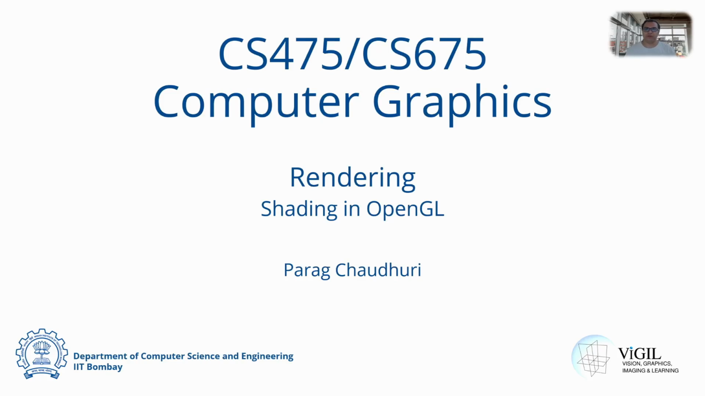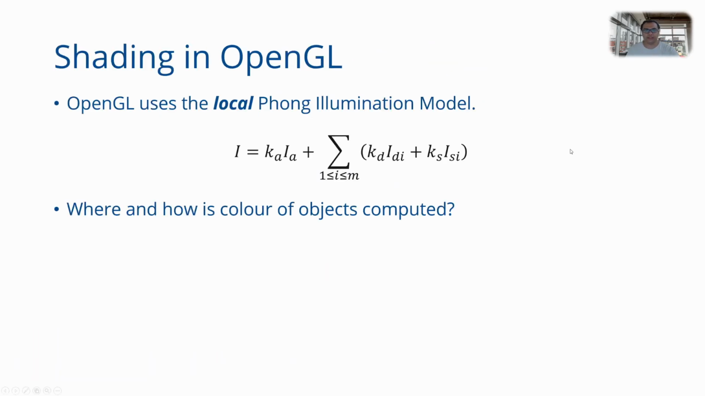We have already seen how to model illumination for the purposes of rendering using the Phong illumination model. Now we will see how this illumination model is used to compute colors for pixels or fragments in OpenGL. This operation is called shading in OpenGL. First, let us look at a recap of the Phong illumination model.